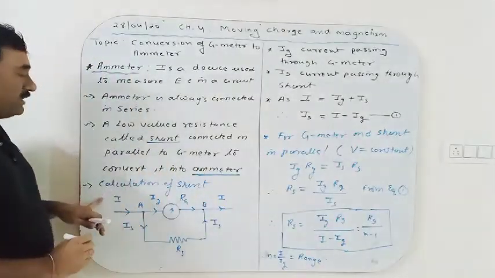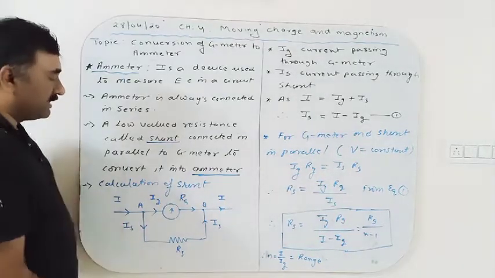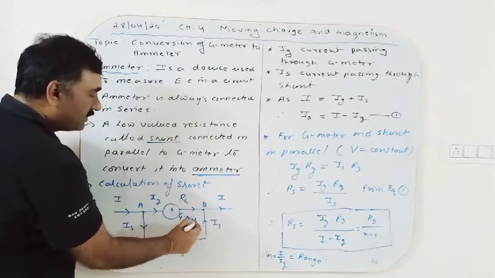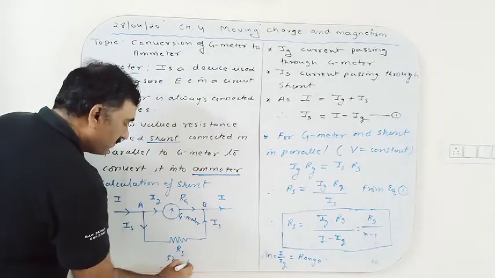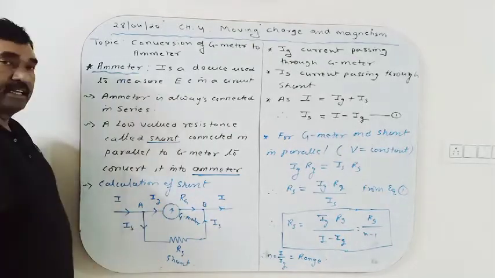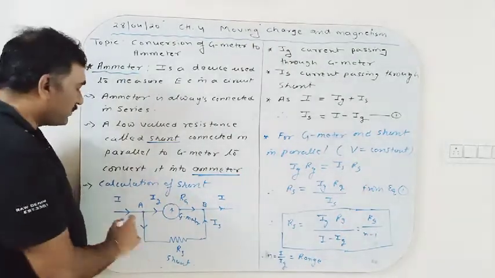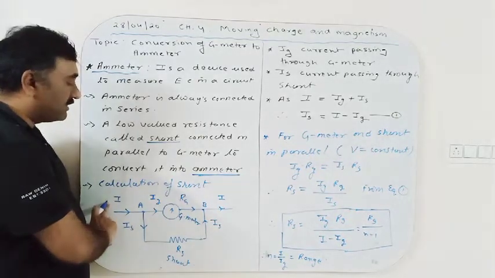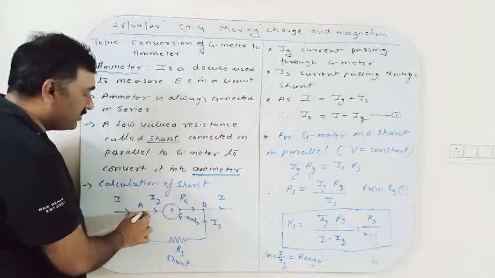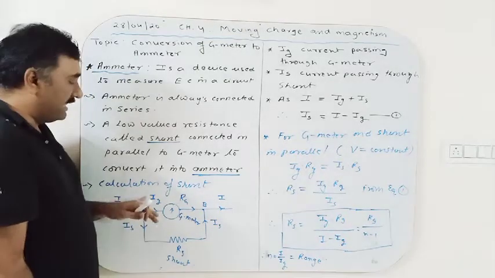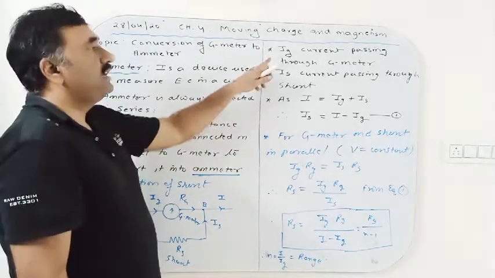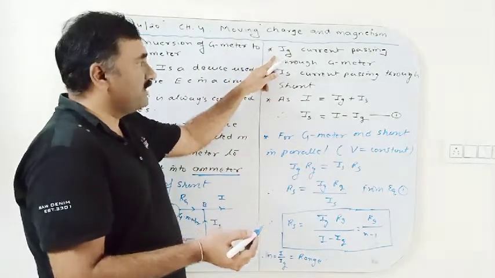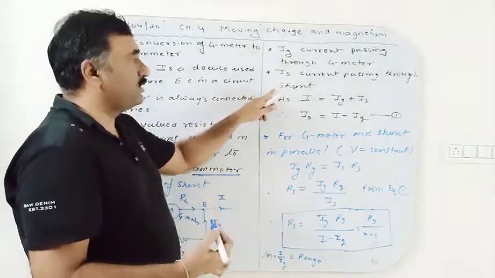Now we have to calculate the shunt. The shunt is a low valued resistance which is connected in parallel with the galvanometer. This is G, the galvanometer, and this one is the shunt. Suppose I is the electric current which is to be measured, and when you give this current, the current at junction A is divided into two parts, Ig and Is. Ig is the current passing through the galvanometer, which produces full scale deflection in it, and Is is the remaining current passing through the shunt.